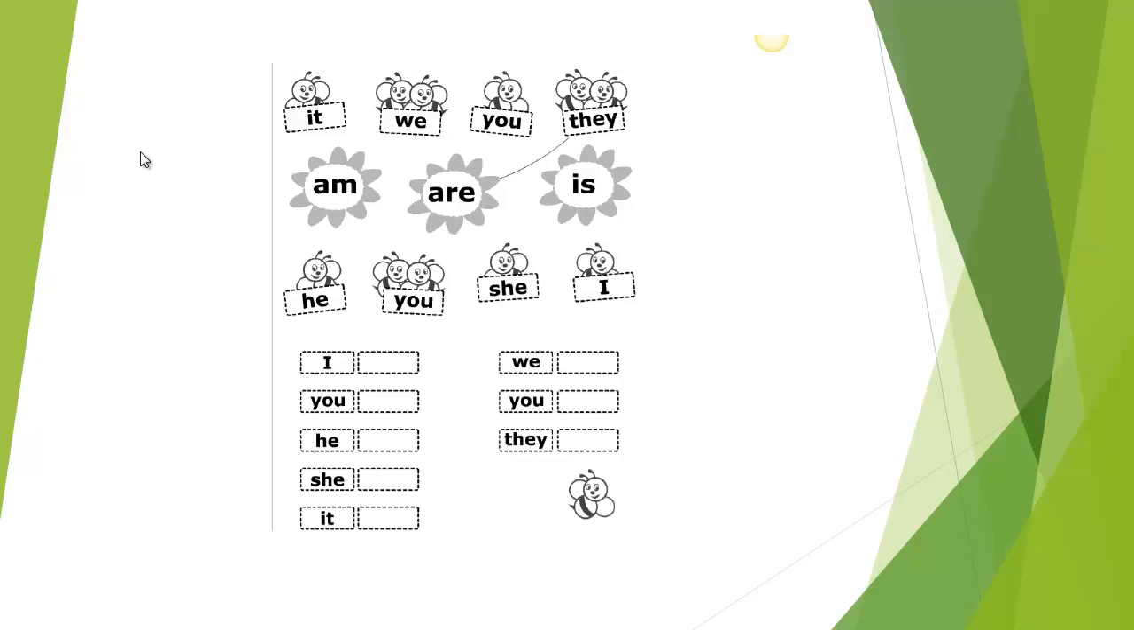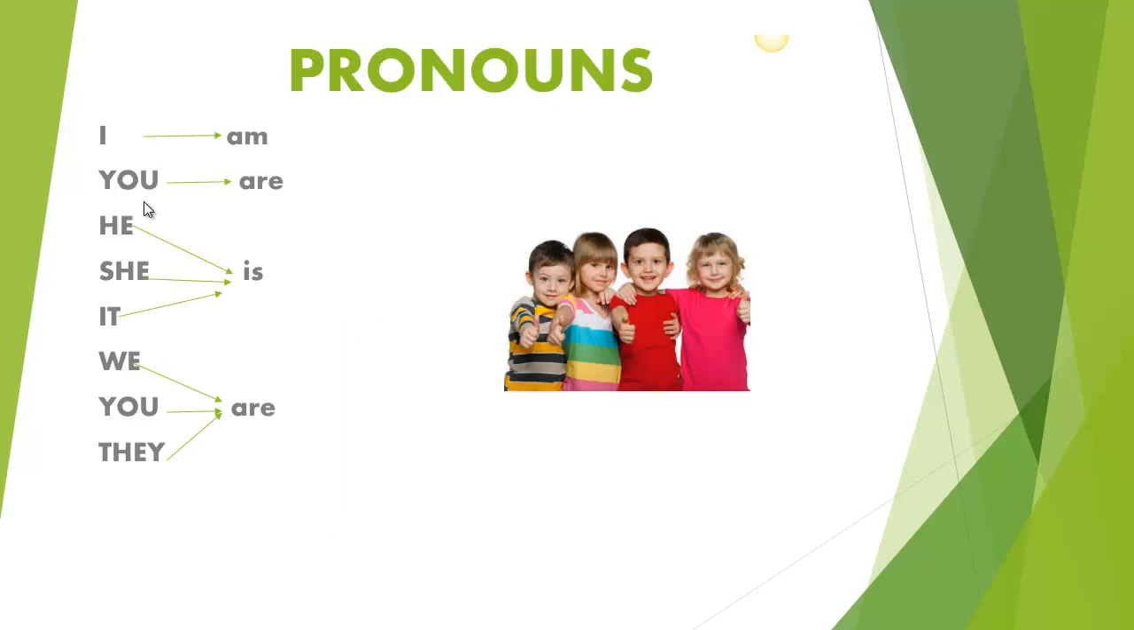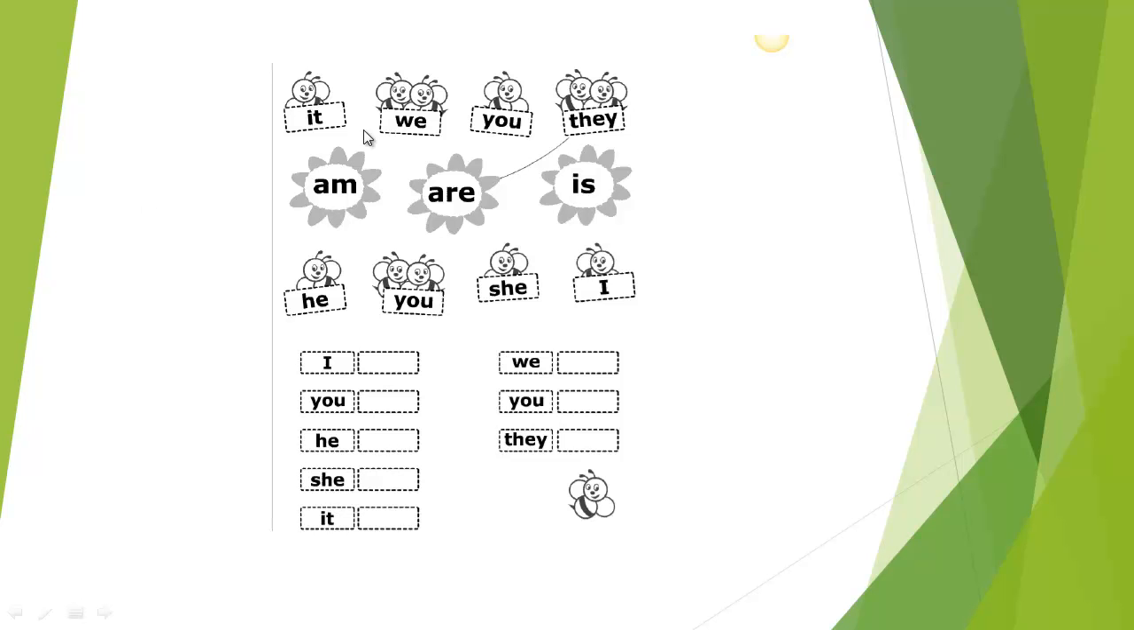Now, this is the first activity guide that we will use. As you can see, there are some bees, and each bee has a flashcard with a pronoun. So what you have to do is to match the correct pronoun with the verb to be. So the verb to be are the sunflowers: am, are, and is, and these are the pronouns. So what we do is that we make a line between the pronoun and the correct verb.